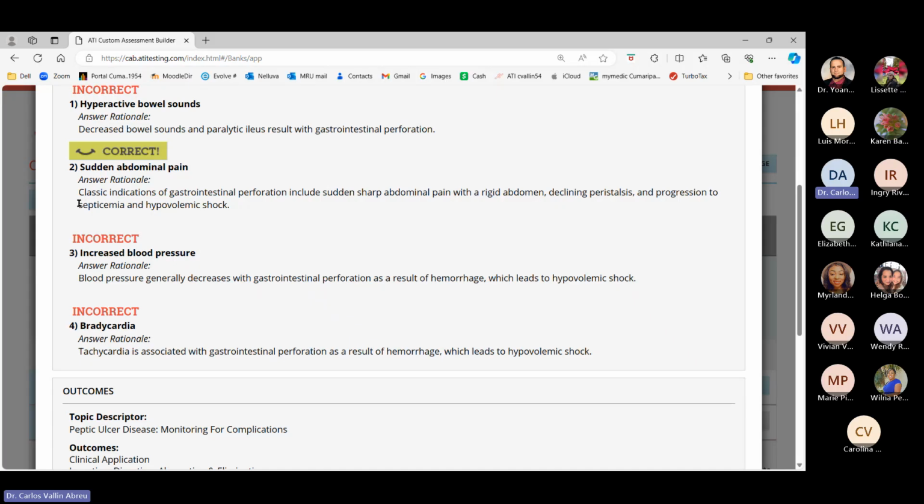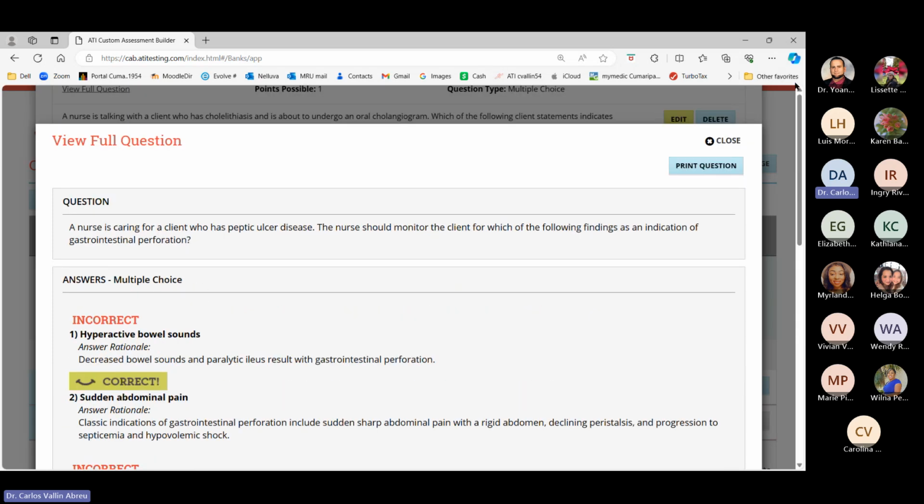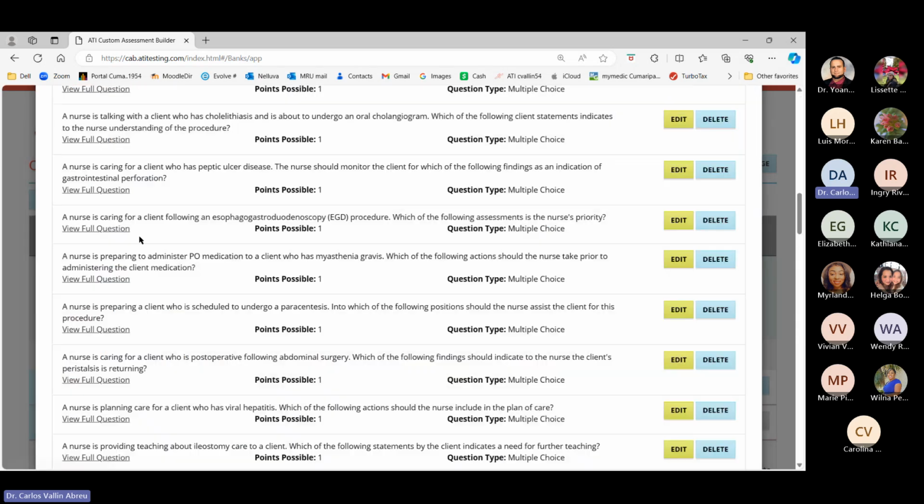The client evolves to shock. It's a catastrophe. You need to go to surgery. Increased blood pressure? No, by the contrary, it can drop. And bradycardia? No, tachycardia. Okay, this is a good question.